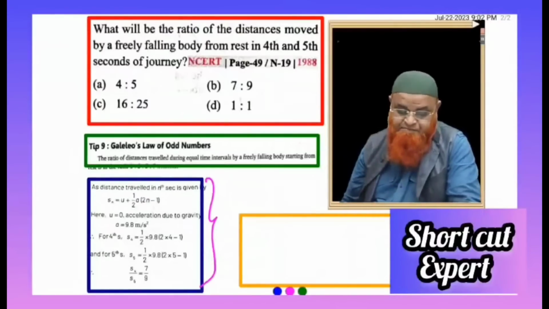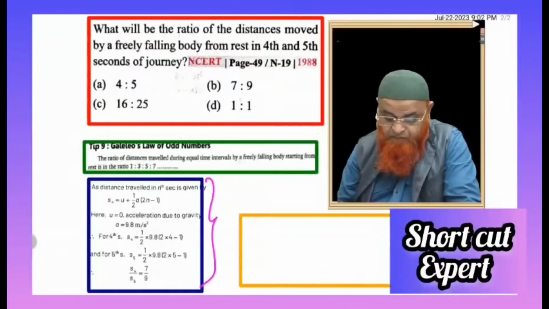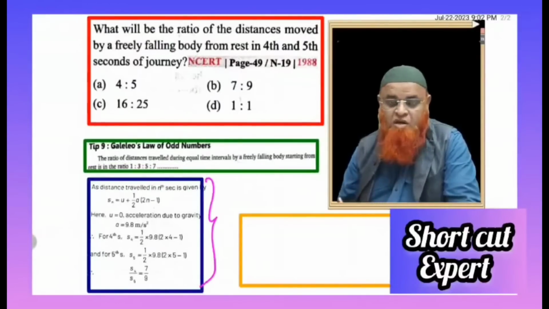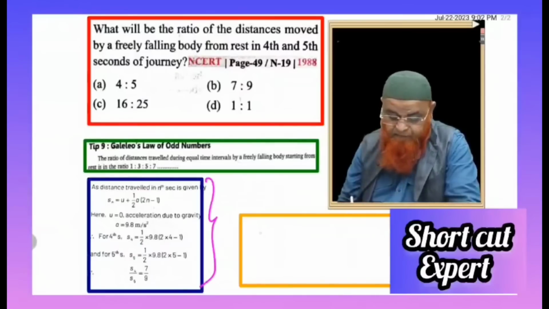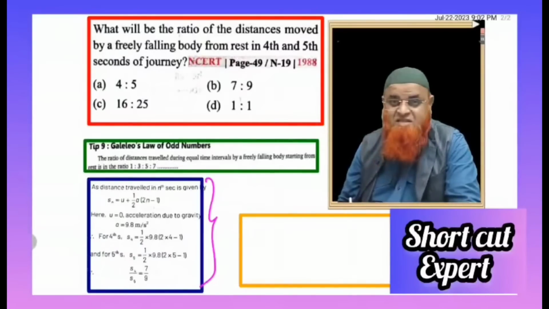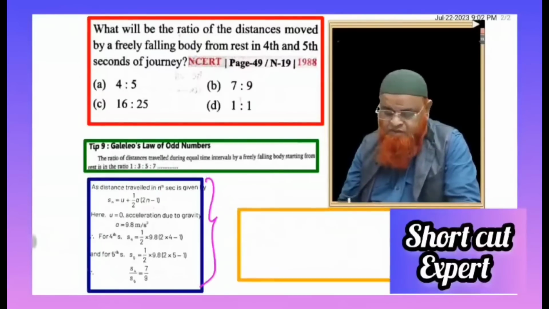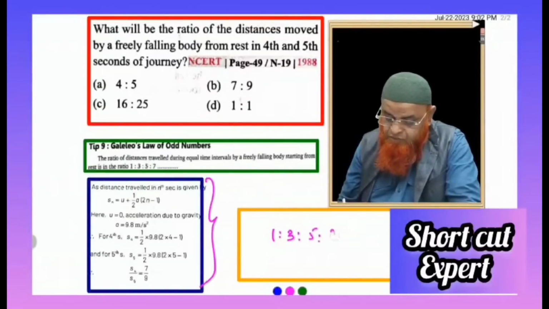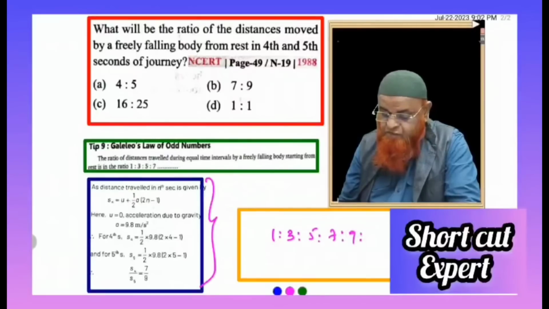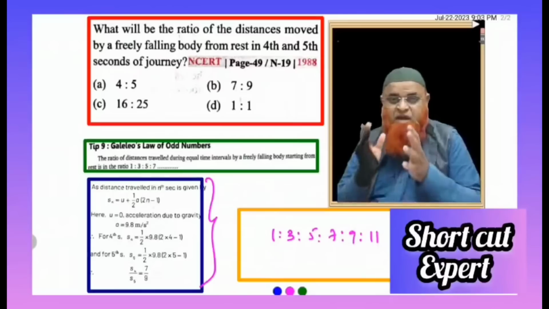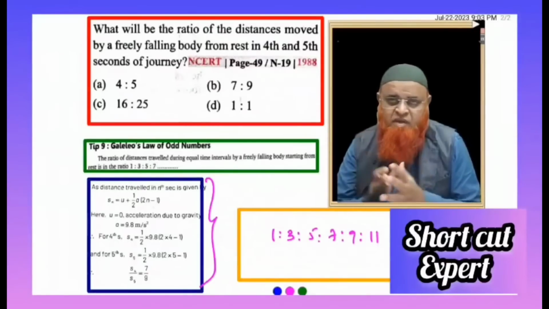You can just see here. If you observe, one thing you are going to see here, that Galileo's law of odd numbers. So Galileo said that the ratio of distances traveled by a body in the first second, second second, third second, fourth second is given by 1:3:5:7:9:11. So it is given by Galileo. It is a shortcut given by Galileo.